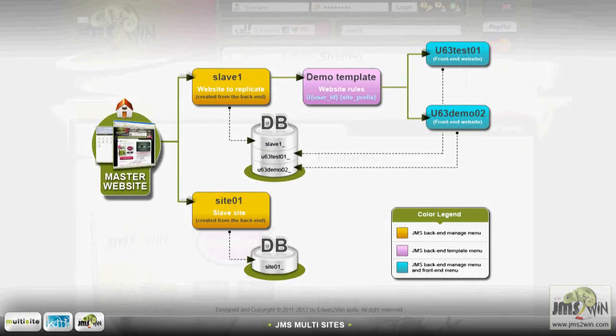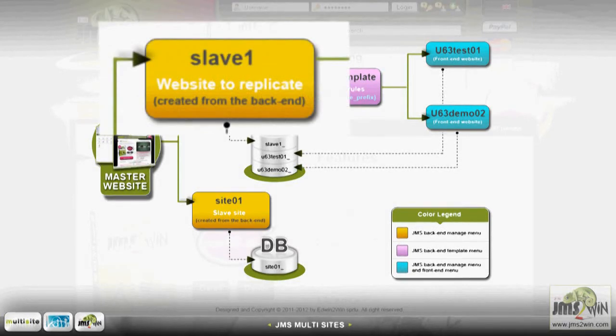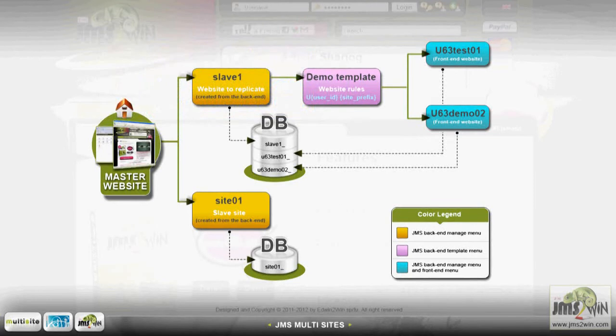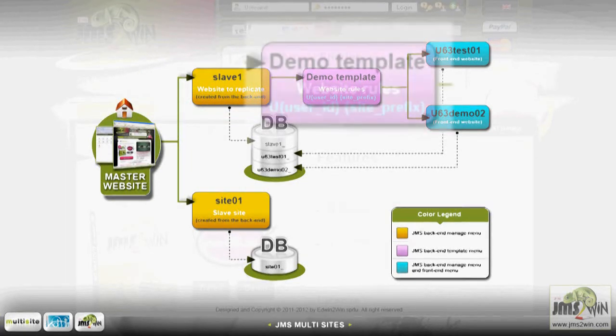The creation of a free website consists in the replication of an existing slave site to build the new website. Here we use a slave site, slave 1, that is a pre-configured website ready to use. This is the website that is replicated using a specific rule defined in a GMS Multisite template.